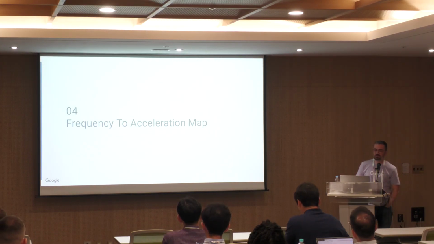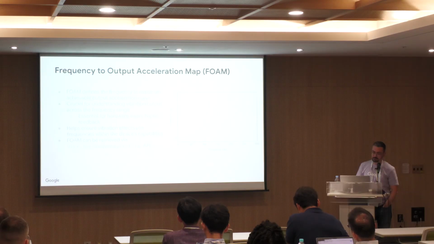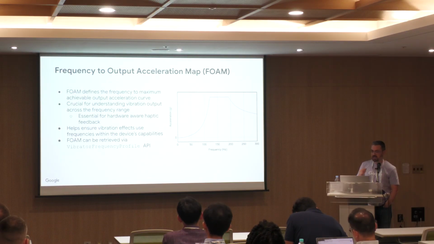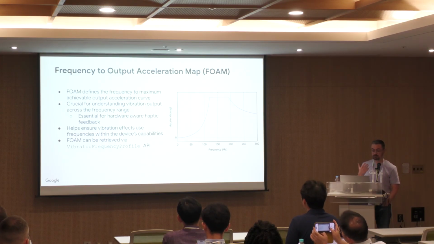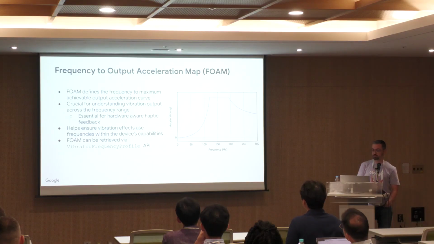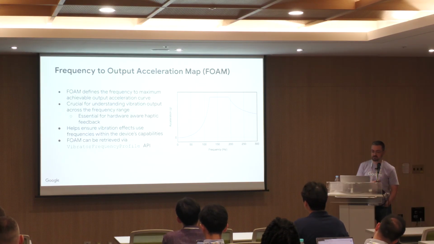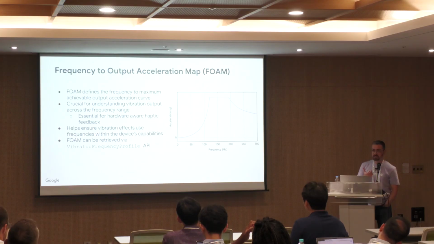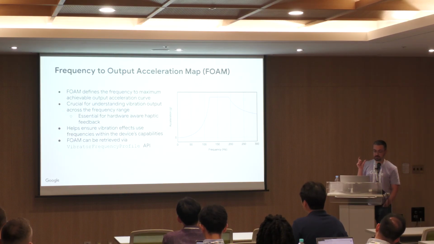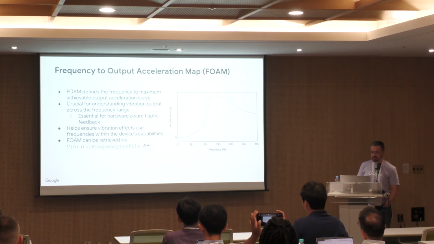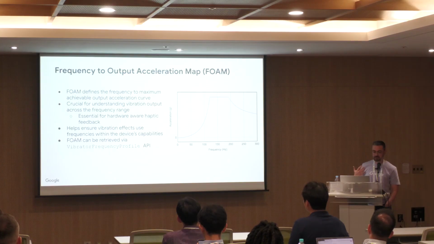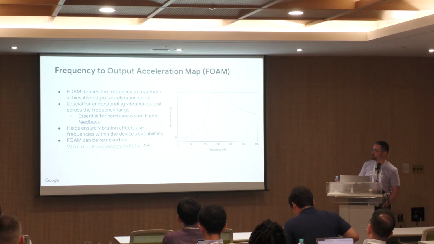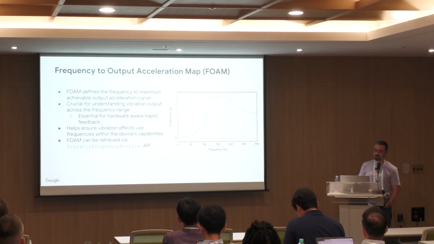So I mentioned the frequency to acceleration map previously, for the phone. The reason this is important is because it defines the frequency to maximum achievable output acceleration curve. And this is crucial, especially when using the advanced API, because this allows you to know what is the frequency range that this device can actually provide. So it helps ensure the effects use frequencies within the device capabilities, and all of this can be provided by the vibrator frequency profile API.